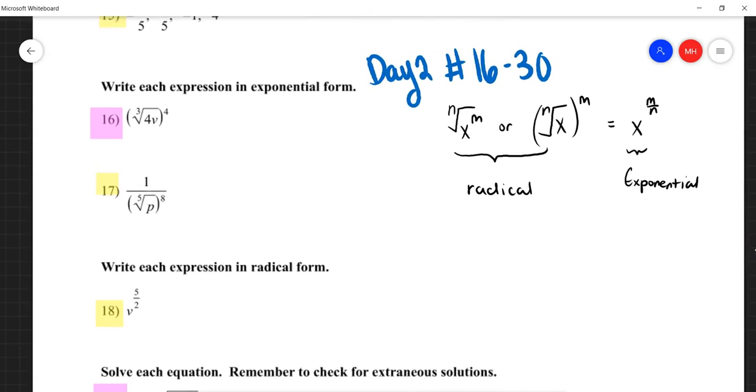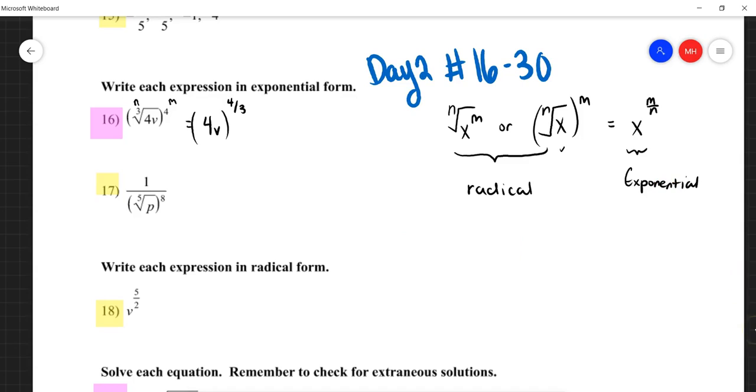So using these rules, we're going to do number 16. So 16 looks like my second form, which means here is n, here is m. So this would be 4v, stays together, all to the m, which is 4 over n, which is 3. So 4v to the 4/3. Okay. And I can go from radical to exponential and back to exponential to radical, right?